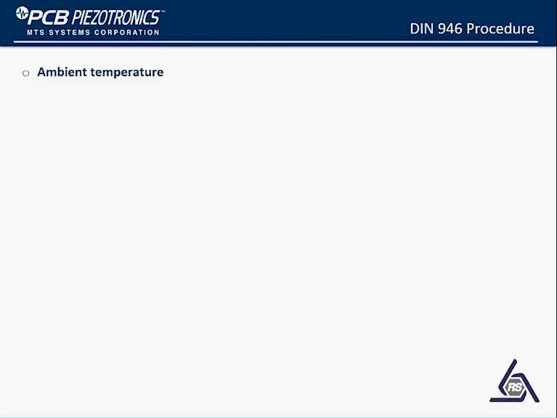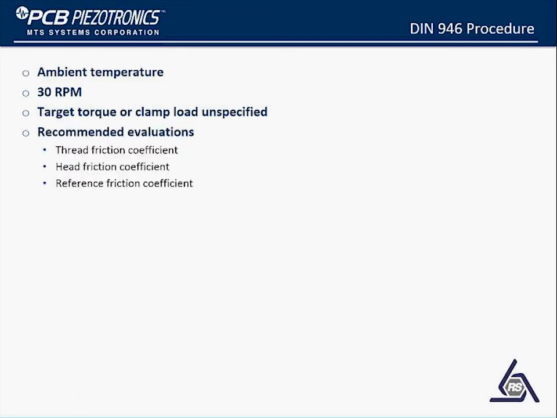It specifies an ambient temperature. It specifies a 30 RPM tightening speed. Although it does not specify target torque or clamp load where the torque value would be shut off, it does recommend evaluations of the test data in terms of what was the thread friction coefficient, what was the head friction coefficient. And it provides guidelines for making comparisons based on that recorded and graphed data.